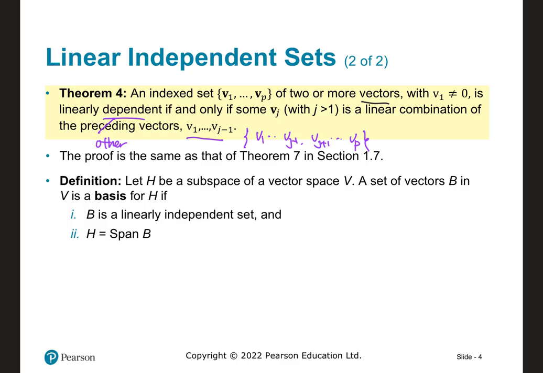So if some vector can be written as a linear combination of the other vectors in that collection, then that collection will be linearly dependent. Okay? And this Theorem 4 will be a quite useful fact. So when a set of vectors is given, and you want to check the linear independence or dependence, you need to check whether some vector can be written as a linear combination of the others.